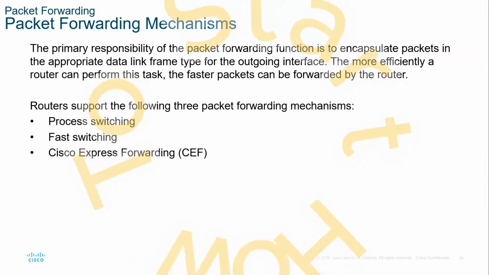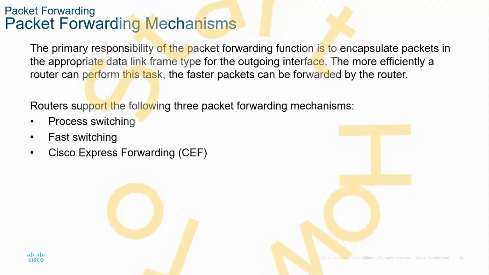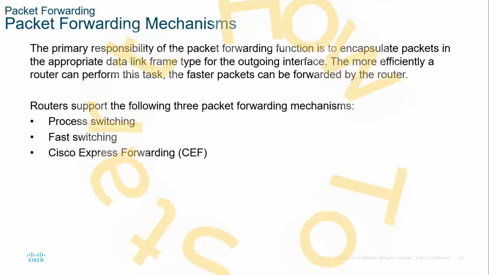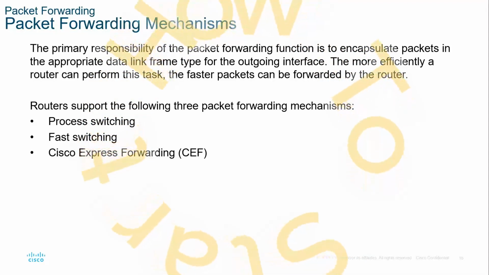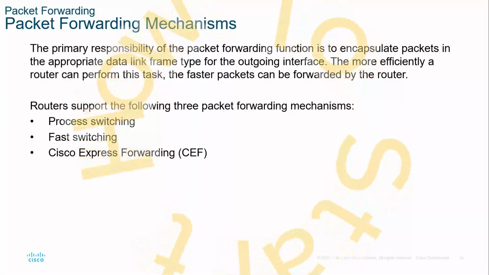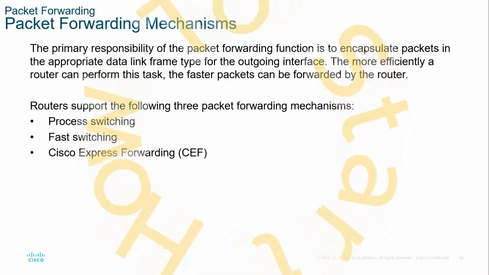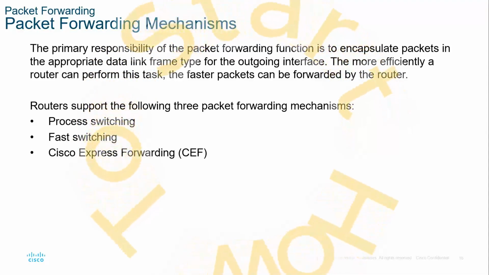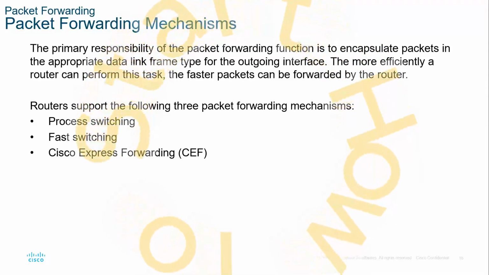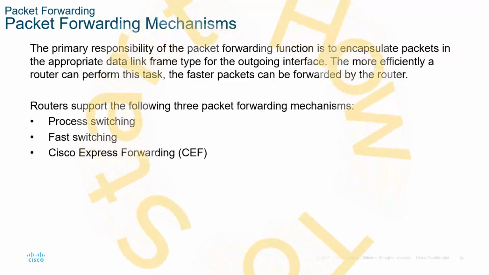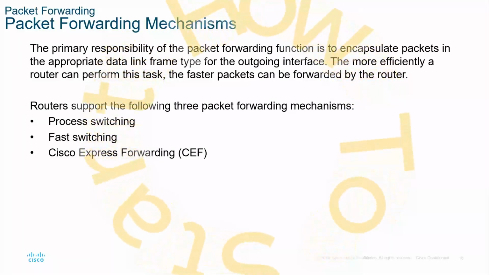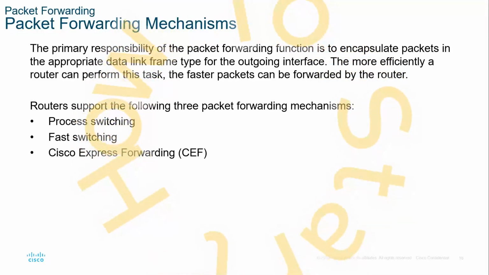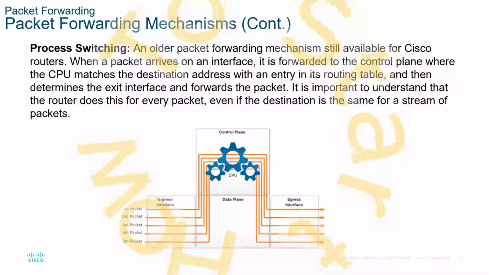Other packet forwarding mechanisms are out there. So again, the primary responsibility of the packet forwarding function is to encapsulate the appropriate frame types and then to forward those frames using the appropriate mechanisms. The three main mechanisms are process switching, fast switching, and Cisco Express Forwarding, which we've discussed in great detail when we talked about switching, but these also happen for packets.